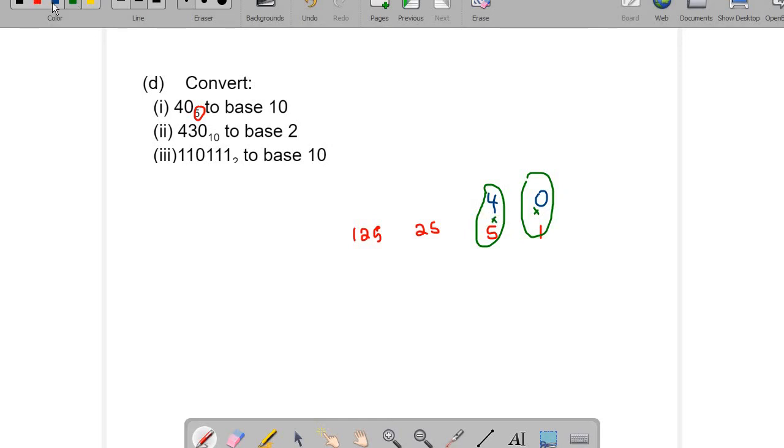Okay, so you're going to multiply these. So this is going to give us 20, and this is going to give us 0. Okay, once you're finished with that, you're going to go ahead and add. Okay, so this is going to give us 20 base 10.